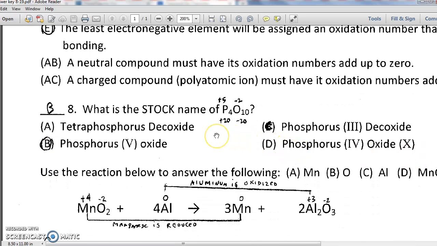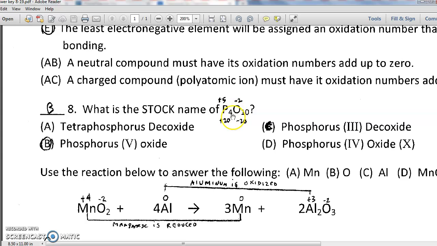Number 8, what is the stock name of P4O10? Stock name's the one that uses Roman numerals. So one of the uses of oxidation numbers is to determine stock names. What's the charge of the first element? So here we have oxygen. Its electronegativity is 3.5. Phosphorus is only 2.1. So oxygen gets its number of -2. We have 10 oxygens at -2 for a total of -20. P4O10, tetraphosphorus decoxide, is the name of that using prefixes.